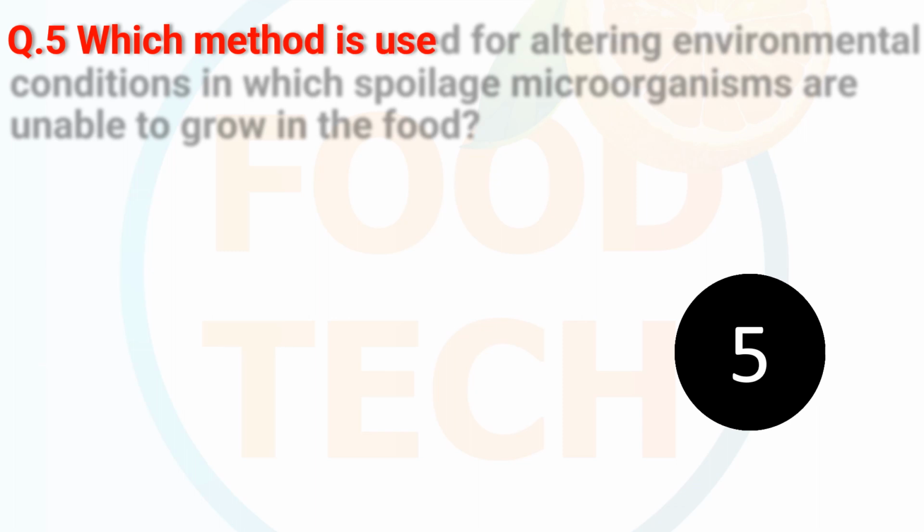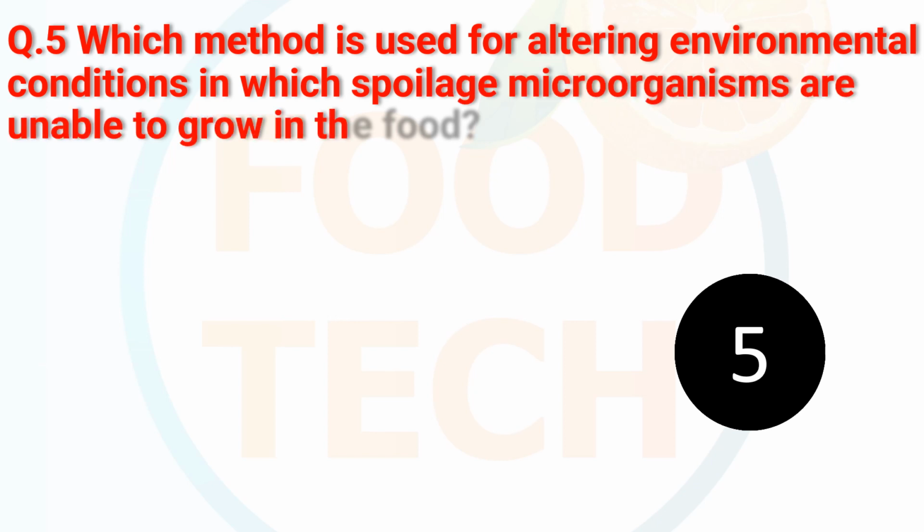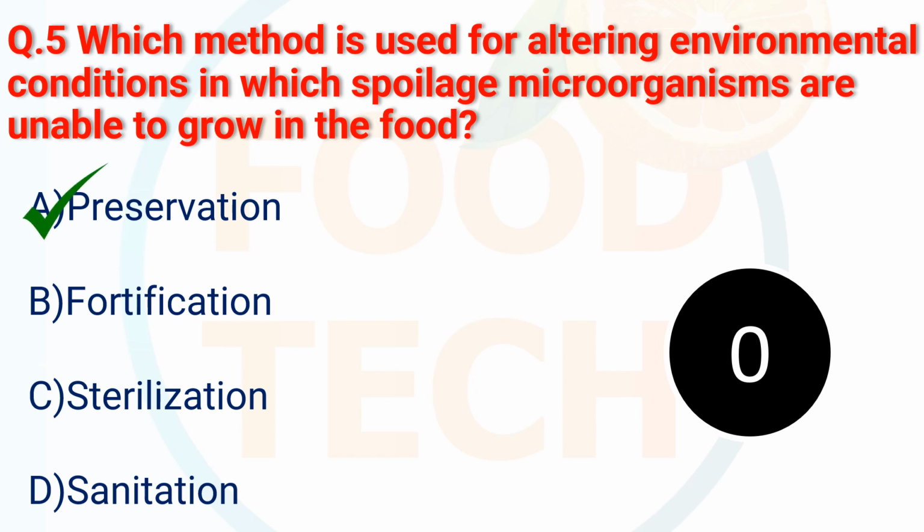Question 5. Which method is used for altering environmental conditions in which spoilage microorganisms are unable to grow in the food? A. Preservation, B. Fortification, C. Sterilization, D. Sanitation. The answer is A. Preservation.